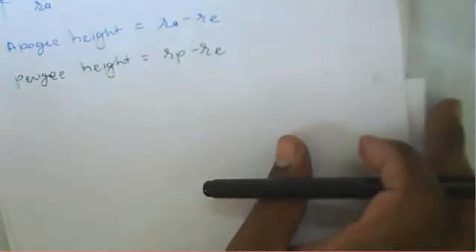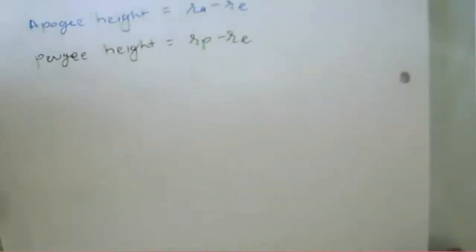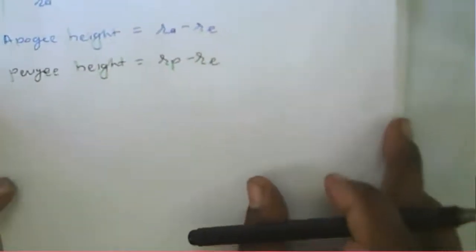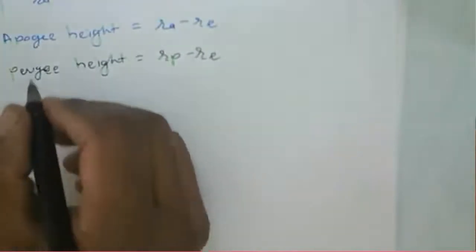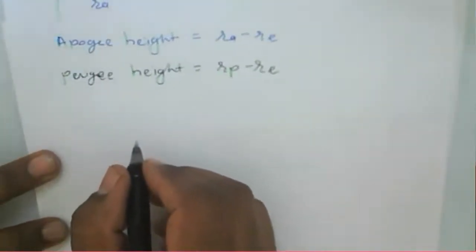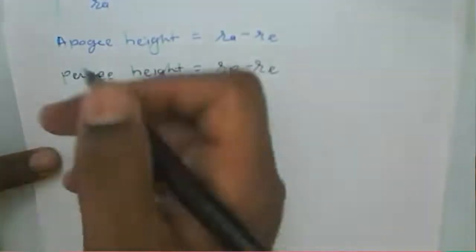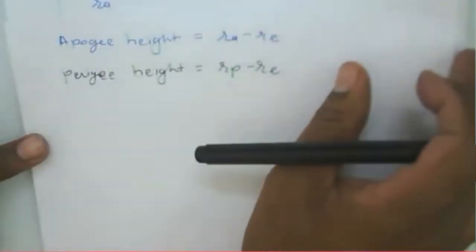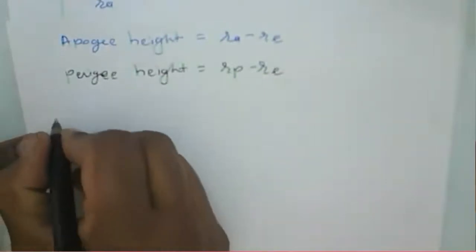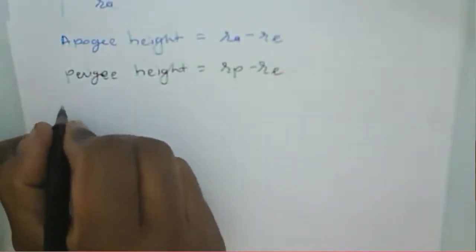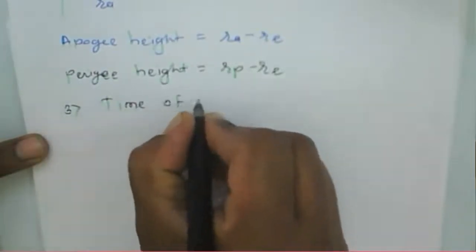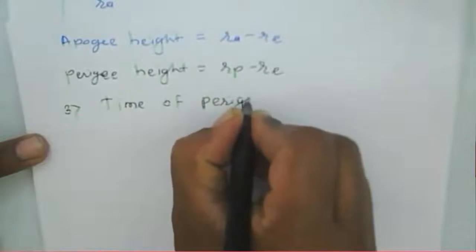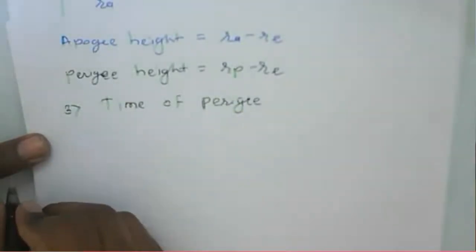So if you see the apogee height and the perigee height, we can calculate the eccentricity. Whenever we need calculations for the apogee height and the perigee height, we will consider this particular portion. Based on that, we'll solve some numericals on this topic. First of all, we'll complete everything and then we come back to that point.